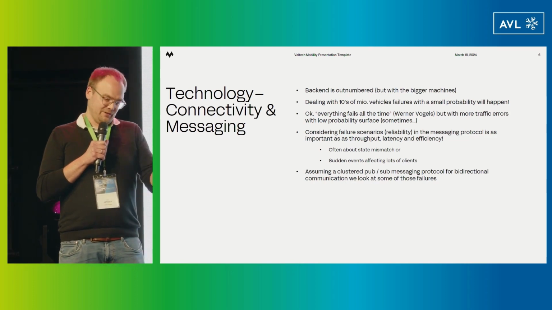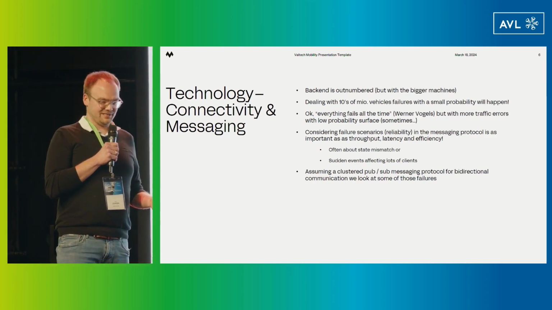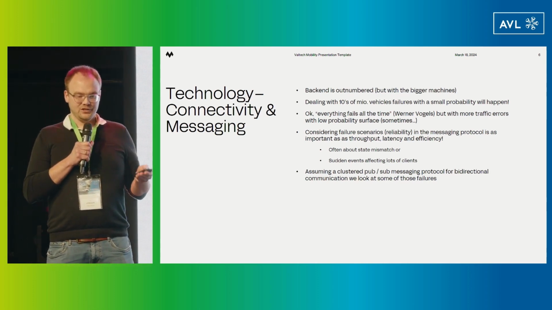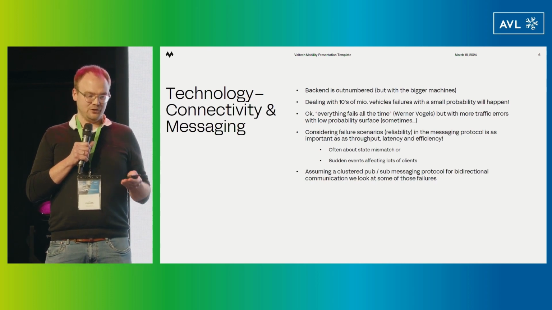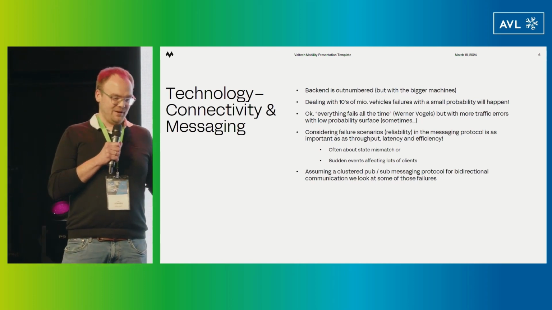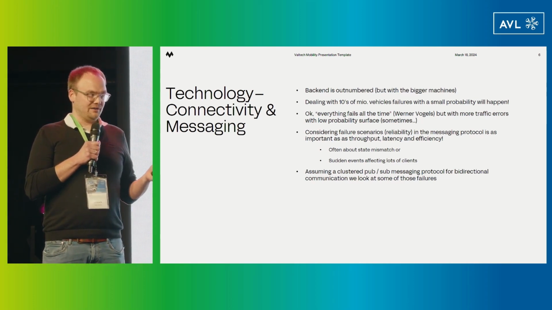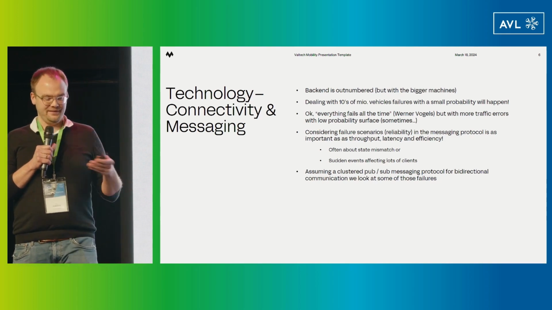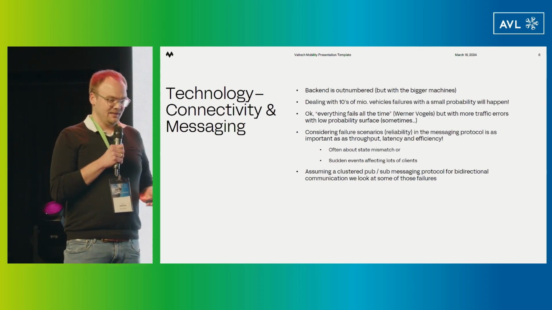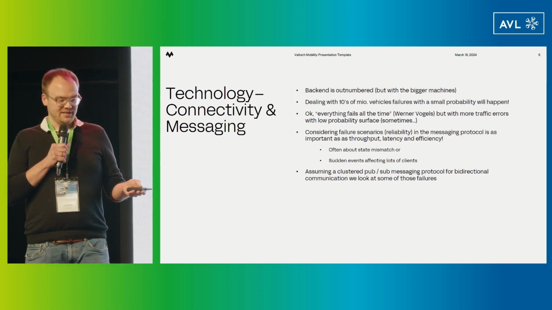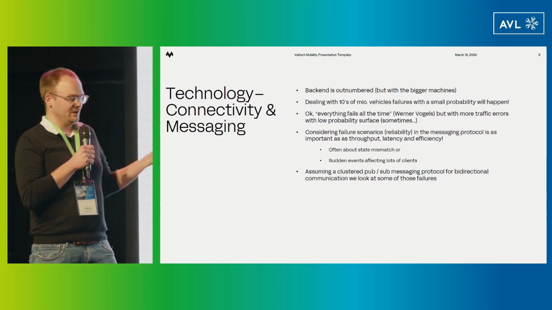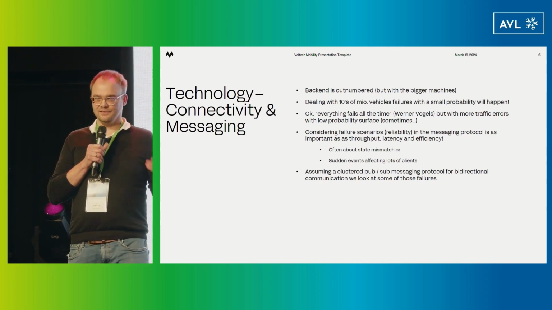Werner Vogels from Amazon gets it completely right when he says everything fails all the time. So you have to make sure that you can handle the errors which will come up at this scale. There are some scenarios which are not so common, and they only really matter when you have lots of vehicles connected. Therefore, we say that considering those failure scenarios and the reliability in the messaging protocol is as important as throughput, latency, and efficiency.